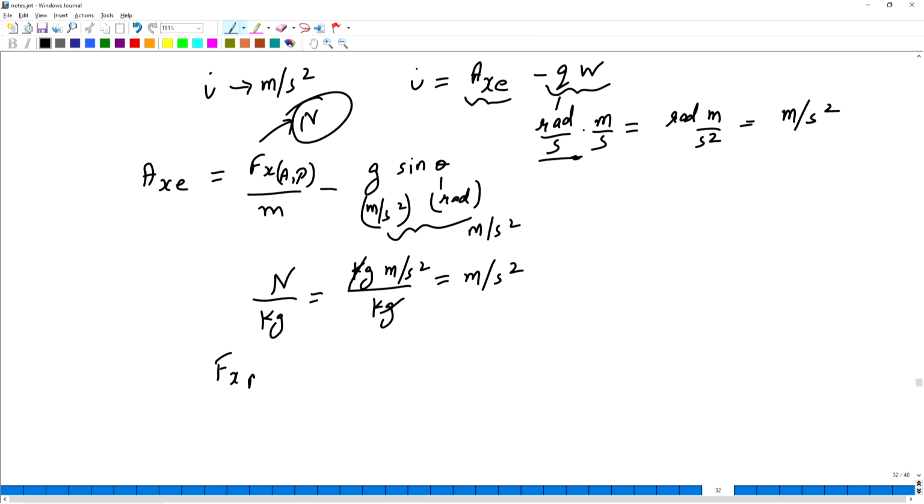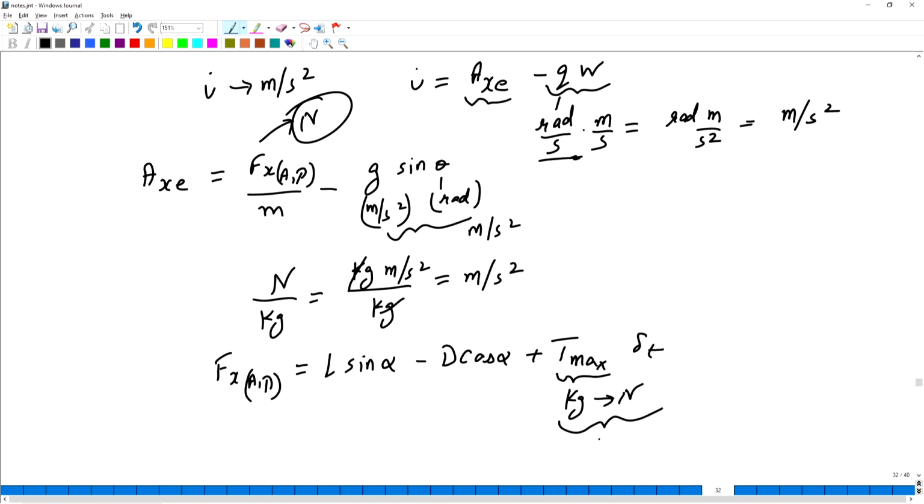So Fx of A comma P, we know it is written as L sine alpha minus D cos alpha plus T max into delta T. Delta T is unitless, it is 0 to 1, and if T max is given in kgs, convert it to newtons. So we have this in newtons. Similarly, this angle should be in radians and this drag should be in newtons. This L should be in newtons.